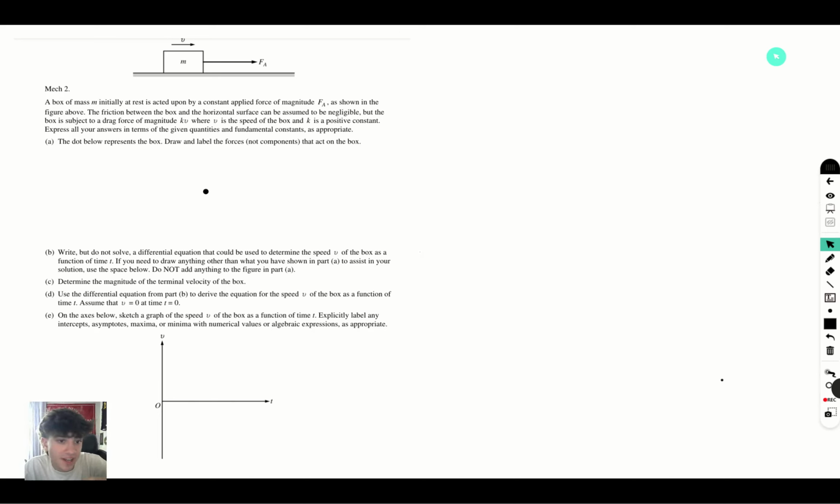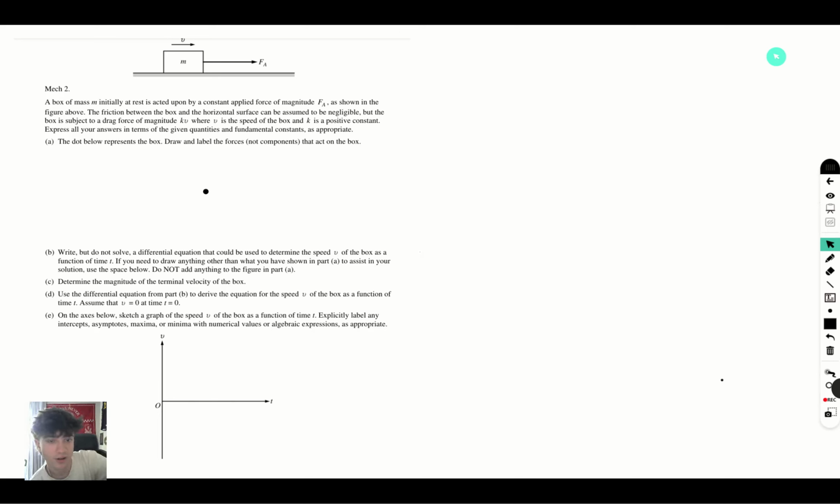A box of mass m, initially at rest, is acted upon by a constant applied force of magnitude Fa, as shown in the figure above. The friction between the box and the horizontal surface can be assumed to be negligible, but the box is subject to a drag force of magnitude kv, where v is the speed of the box and k is a positive constant. Express all your answers in terms of the given quantities and fundamental constants as appropriate. The dot below represents the box. Draw and label the forces, not components, that act on the box.